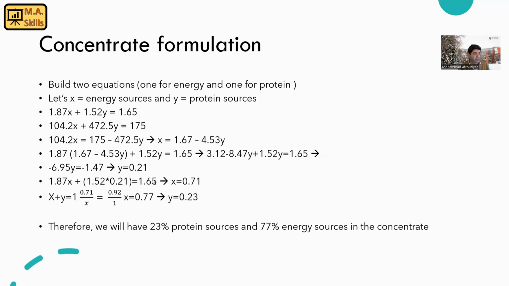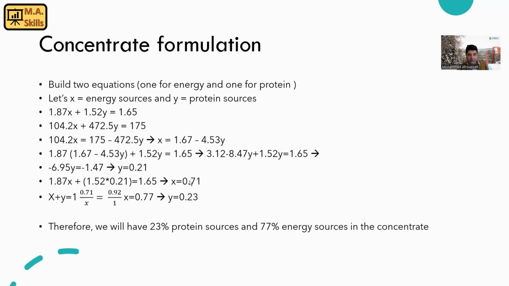We are not really doing pure mathematics. We are formulating a practical diet. That's why my energy ingredients and protein ingredients should add up to 100%, or 1. So I need to double check this. I found 0.21 for Y and 0.71 for X. If I add them up, it gives me 0.92, which is not 1, but my target is 1. So I need to adjust it.